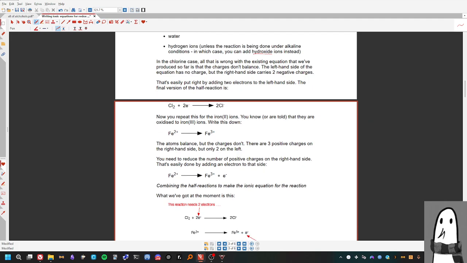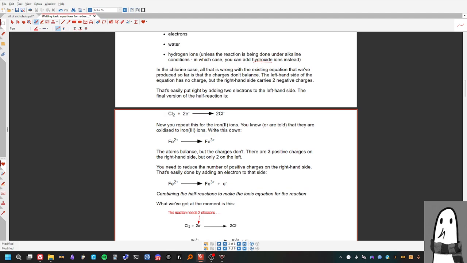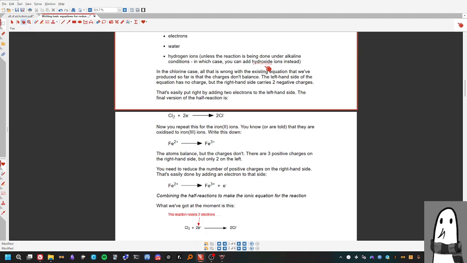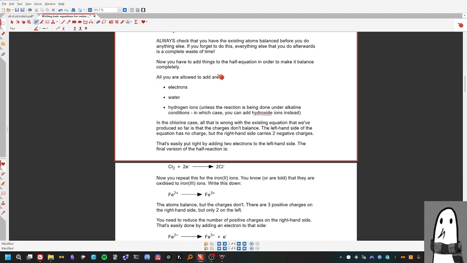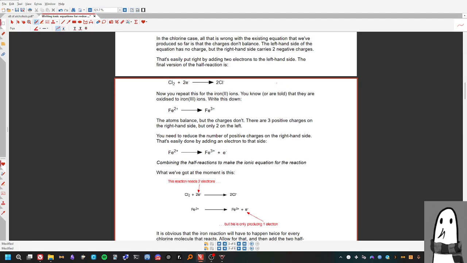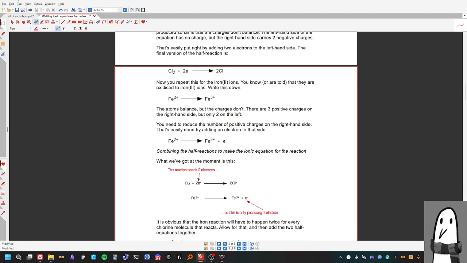Now, in the chlorine case, all that is wrong with the existing equation that we've produced so far is that it won't balance the charges. The left hand side of the equation has no charge, whereas the right hand side of the equation contains two negative charges. So, simply, we can just add in two electrons on the left hand side. That means the final version of the half equation, fully balanced in terms of charge and in terms of number of atoms, is going to be this.